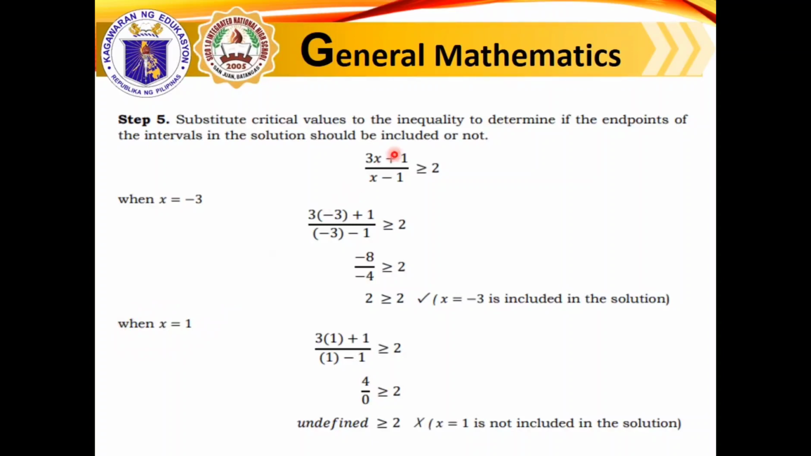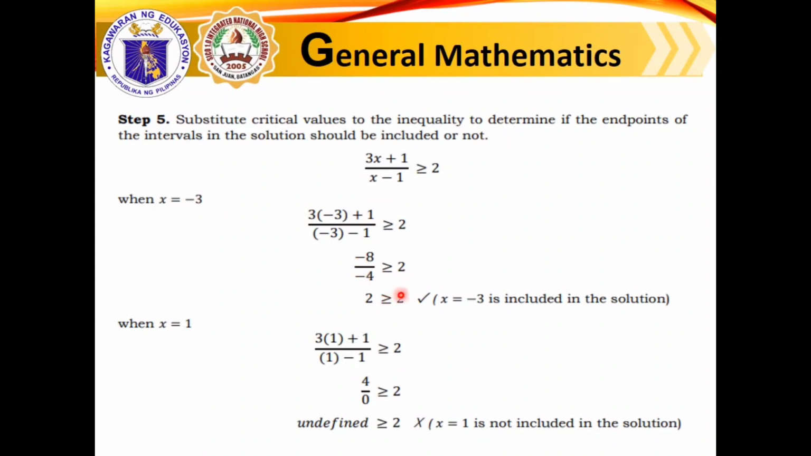Okay, so go back to our original rational inequality: 3x plus 1 all over x minus 1 is greater than or equal to 2. Let's substitute negative 3. So 3 times negative 3 plus 1 all over negative 3 minus 1 is greater than or equal to 2. 3 times negative 3 is negative 9, plus 1 is negative 8. Negative 3 minus 1 is negative 4. Negative 8 divided by negative 4 is positive 2, greater than or equal to 2.